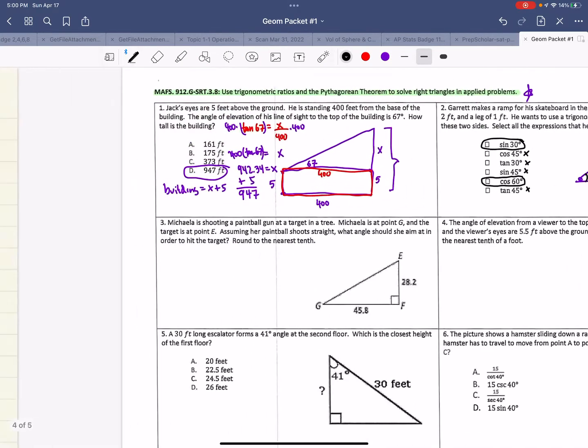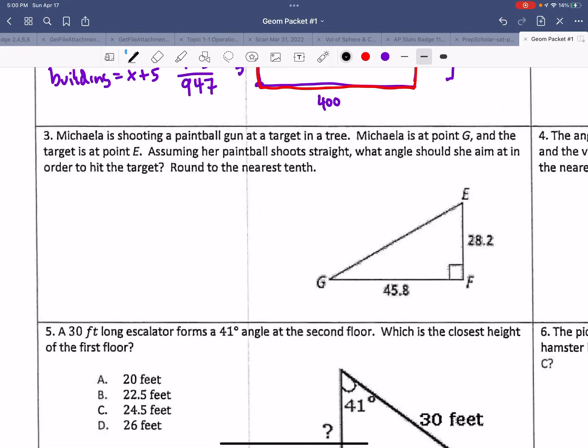Okay, nice work. Question 3, Michaela's shooting a paint gun at a tree. She points at G.